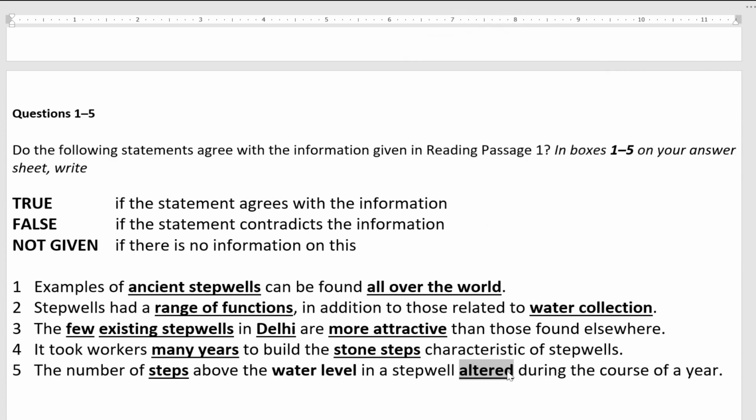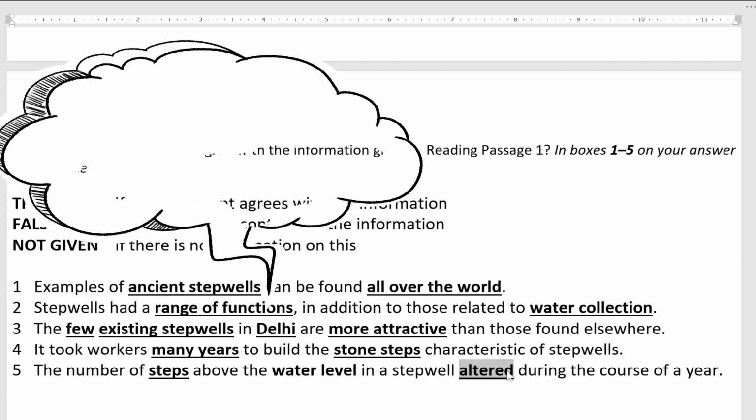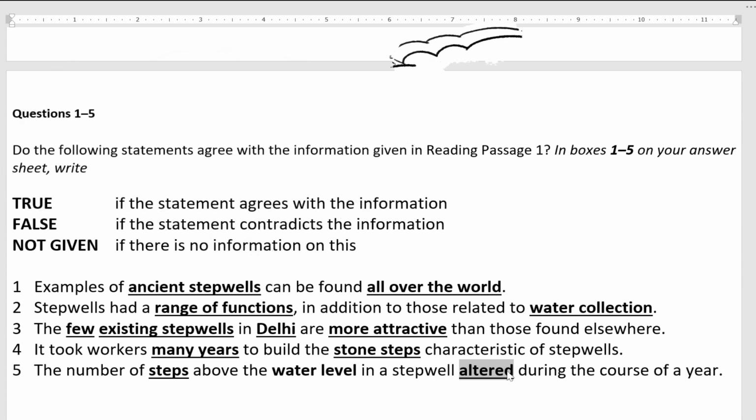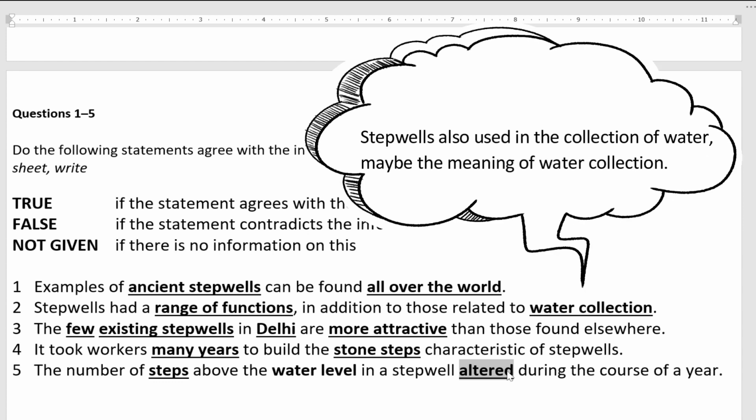In the second question, we have got two keywords: range of functions and water collection. Different sorts of work are mentioned in the passage wherein stepwells are used. Maybe that is the meaning of range of functions. Stepwells also used in the collection of water may be the meaning of water collection.